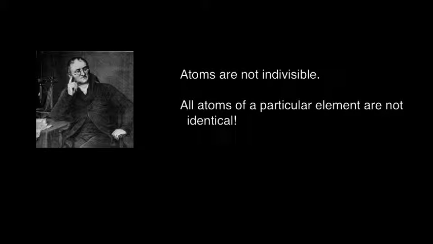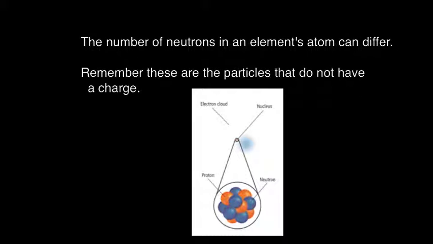All right, as I mentioned earlier about Dalton, his theory was wrong about atoms being indivisible, and it was also wrong that all atoms of a particular element are identical. While it is true that all atoms of a particular element have the same number of protons and electrons, your number of neutrons in a nucleus may differ. Remember, neutrons are the ones that do not have any charge, but are right there in the nucleus with the proton. Also got an example of potassium atoms.